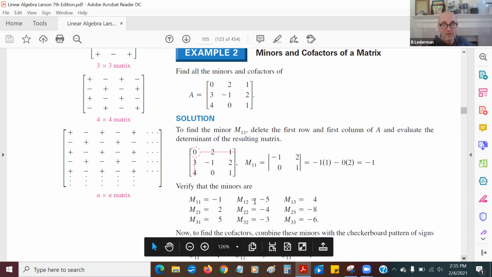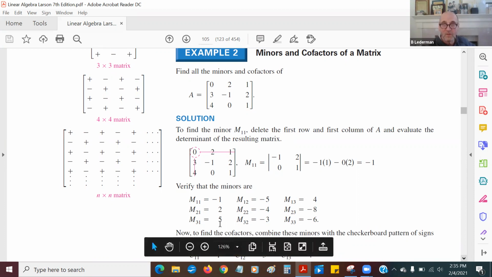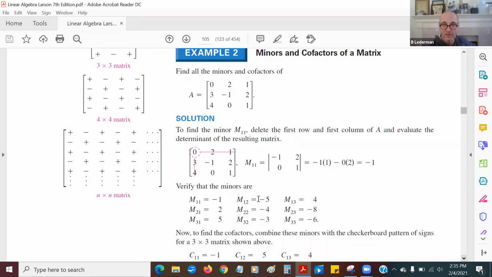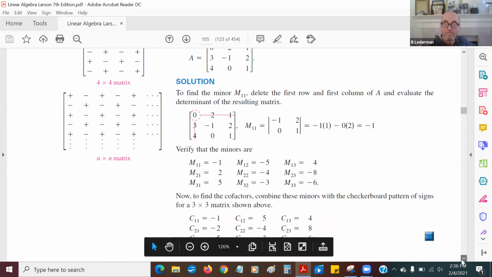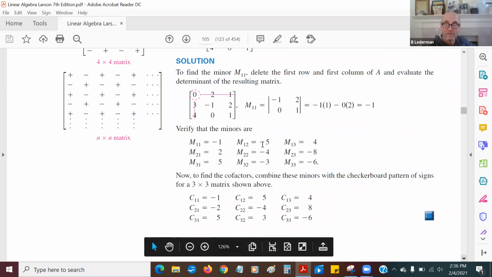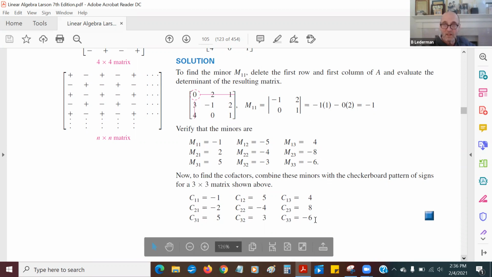And for the cofactors, the -1 will stay the same, and the 5 will stay the same, because we're following that plus, minus, plus, minus pattern. This will become, as a cofactor, +5. Actually, let me bring the screen up a little bit. So the -5 becomes +5 because it's in that position. The 4 stays the same. The -8 becomes +8. The -6 stays the same, and so on and so forth. The ones where there's a plus stay the same. The ones where there's a minus switch sign. That is the way it works.